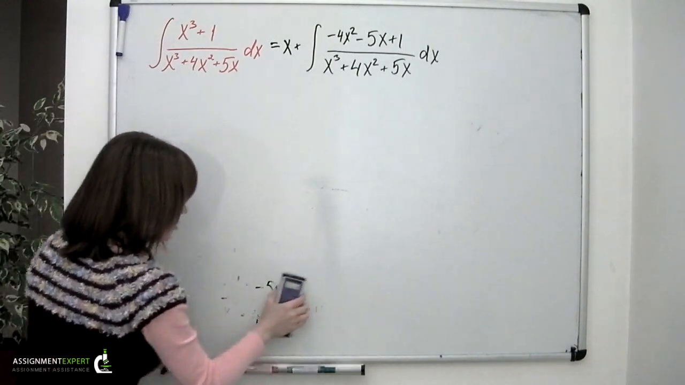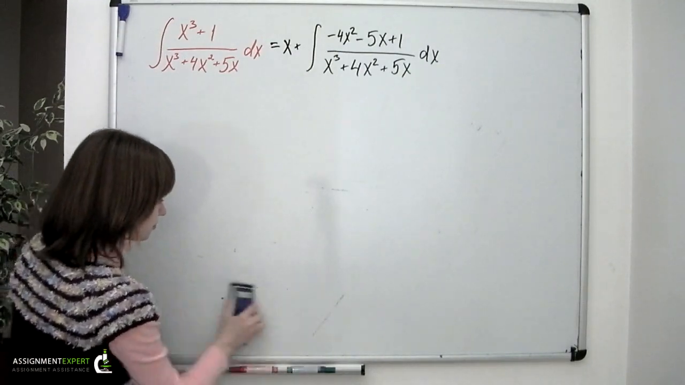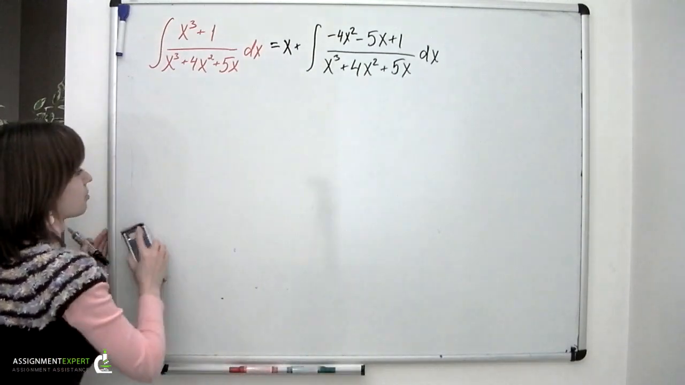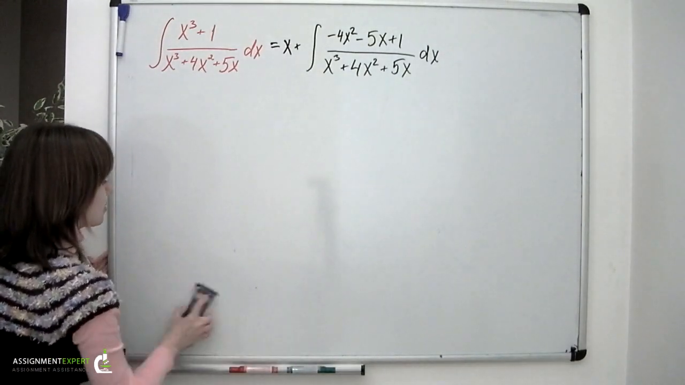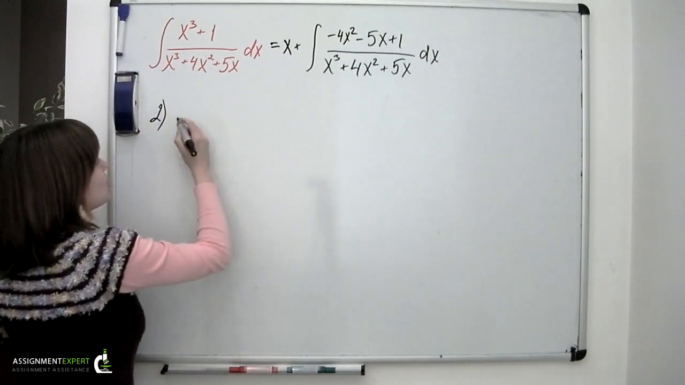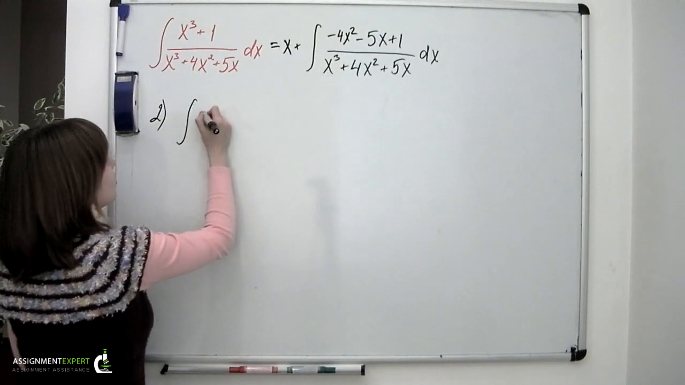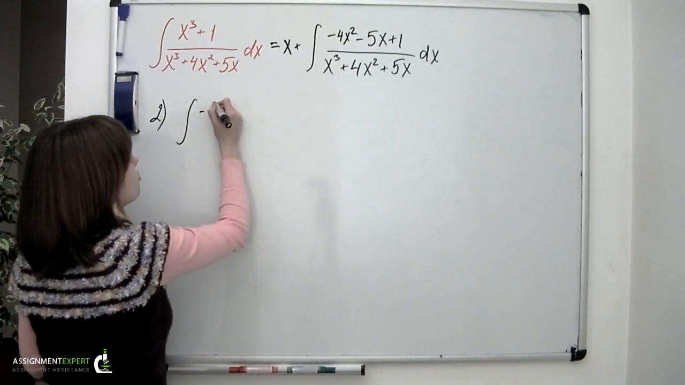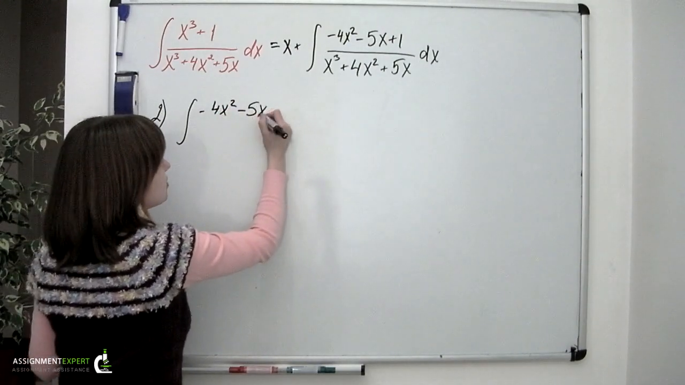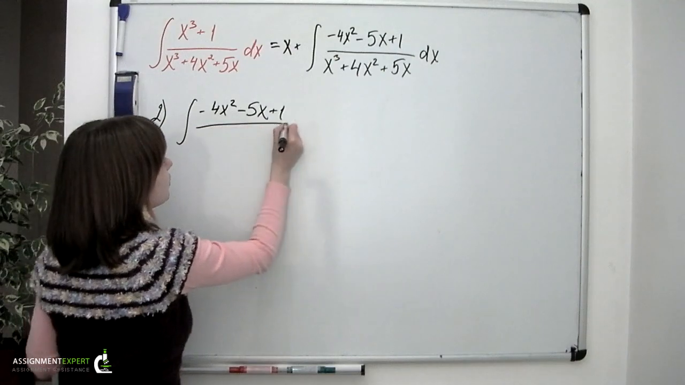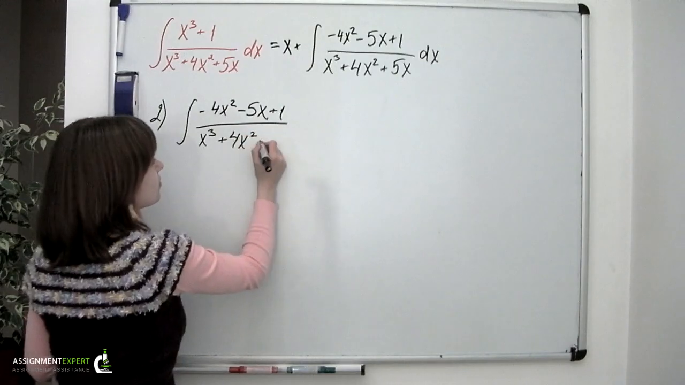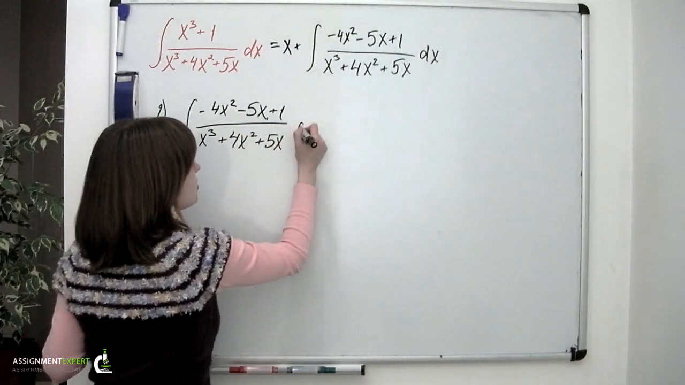Now we're going to have to compute this new integral we've just obtained. And I suggest that we do that using the partial fraction decomposition method. So our second step is to calculate this new integral: negative 4 times x squared minus 5x plus 1 over x cubed plus 4 times x squared plus 5x dx.